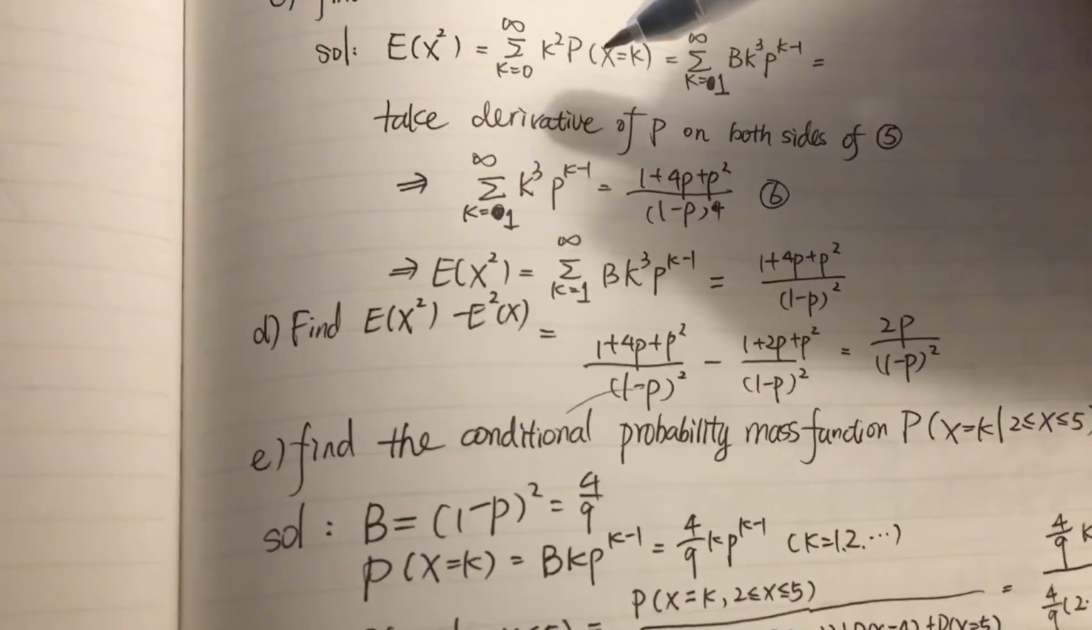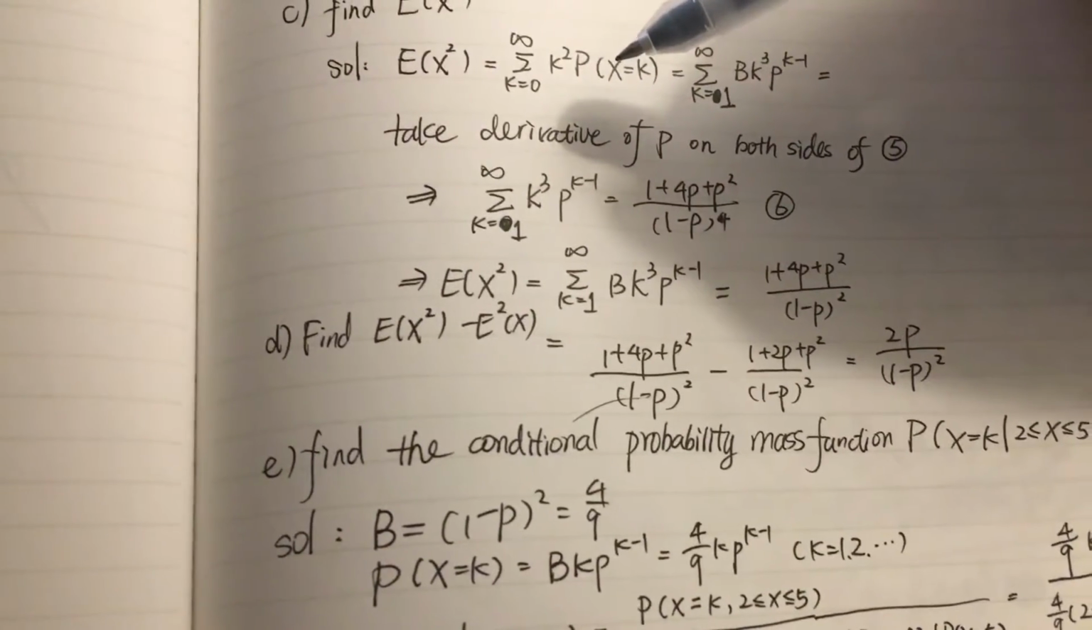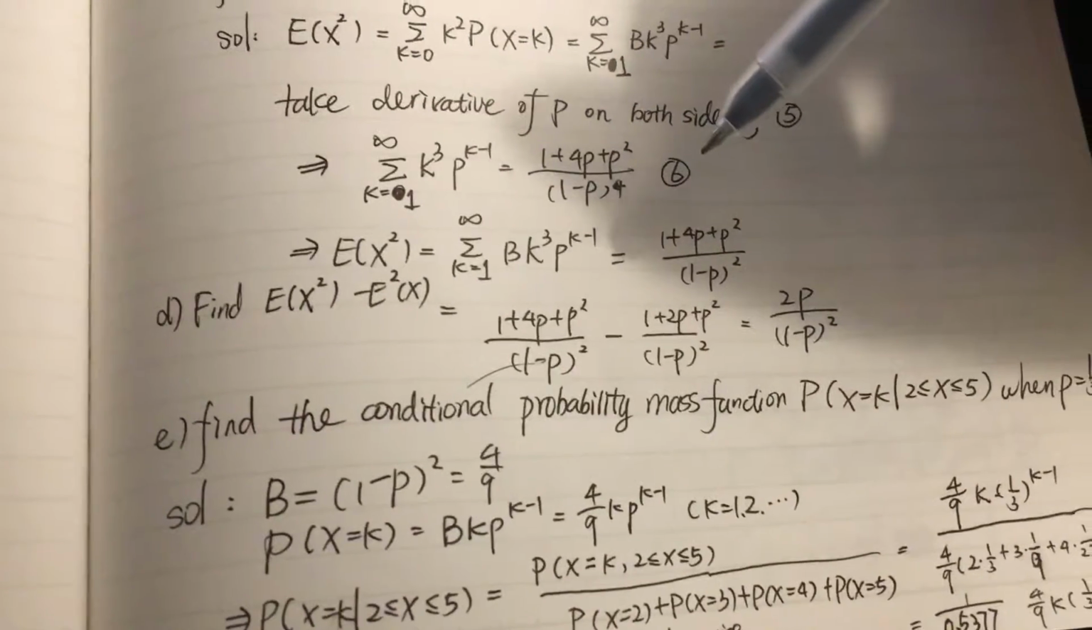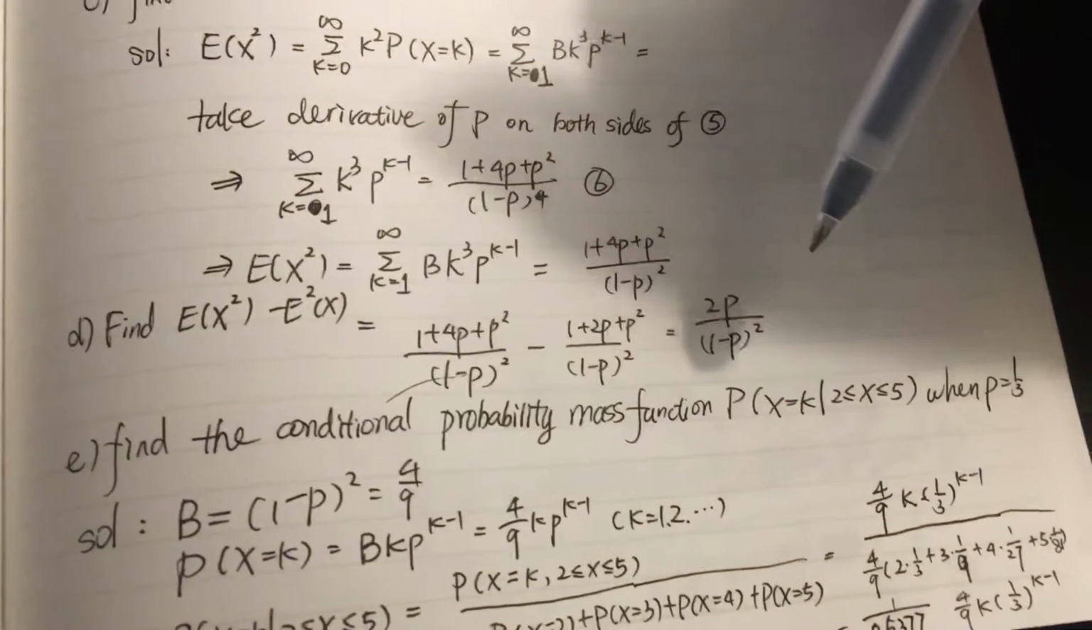For the second question, we are to find E[X], and the third is to find E[X squared], and next to find E[X squared] minus E squared of X. And the final question is to find the conditional probability mass function.